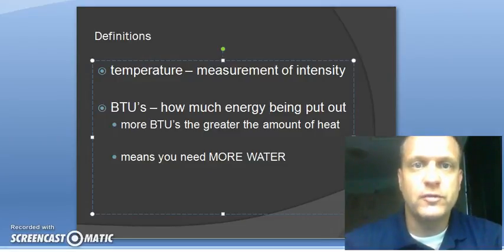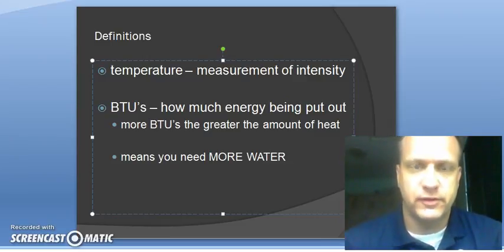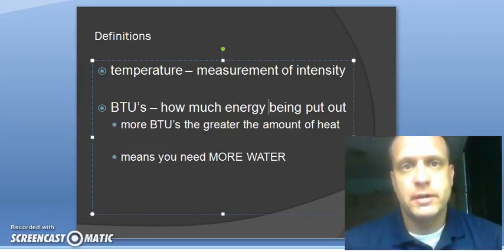Okay, let's discuss a few definitions of the fire process that are important for us to know and how to attack fire, extinguish fire. First of all, temperature is the measurement of the kinetic energy, or the energy in motion, of a fire. Heat is energy. Temperature is the measurement of how intense that heat level is.